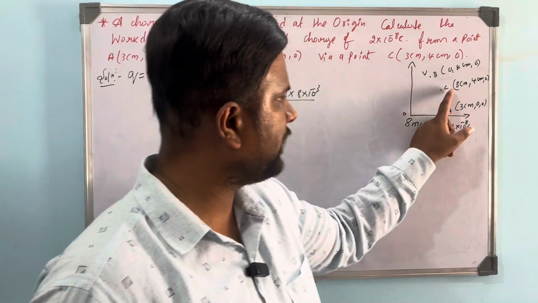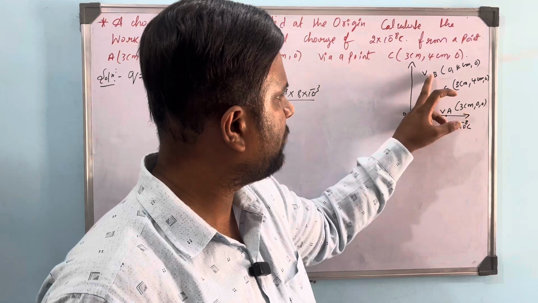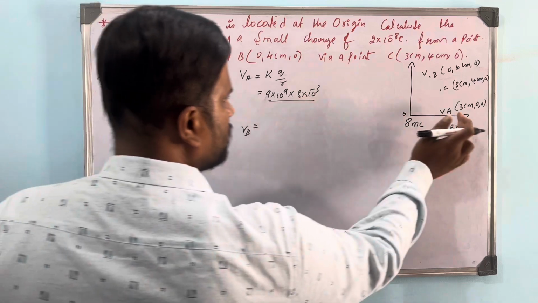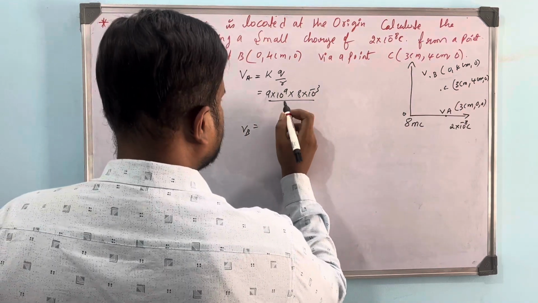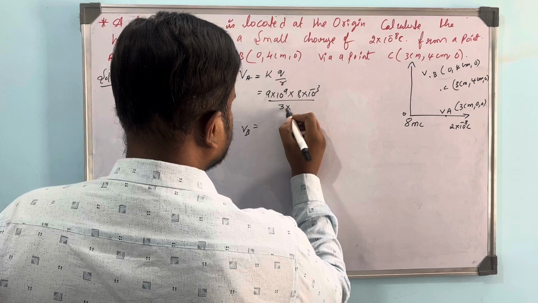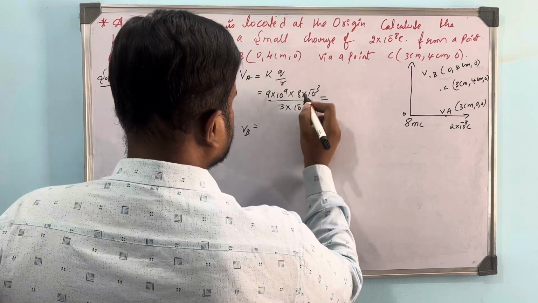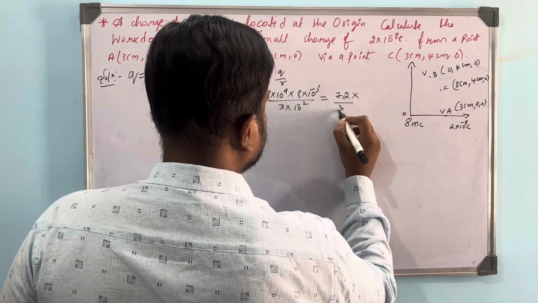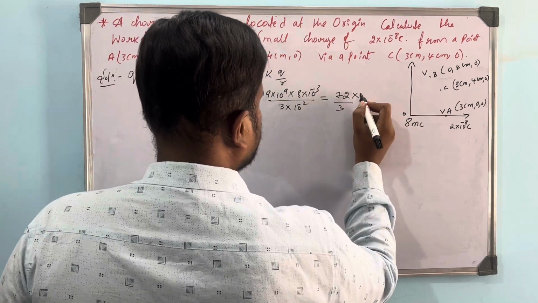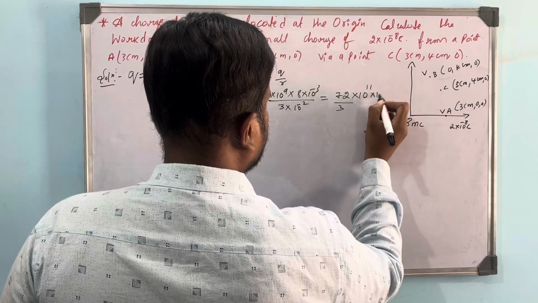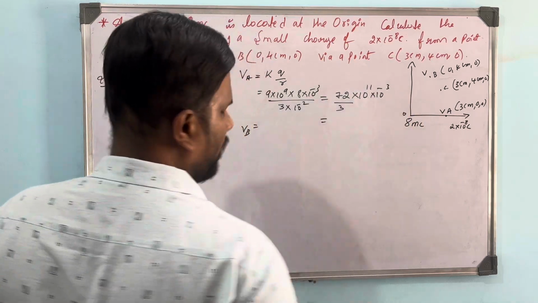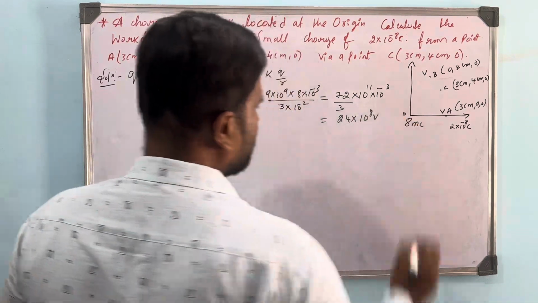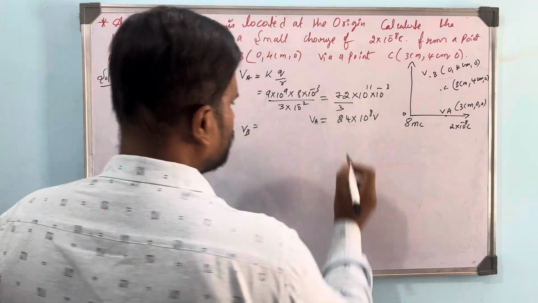For VA I need to take R as 3 centimeter, and for VB I need to use 4 centimeter. So what is the R value now? Via a point C means I need to take 3 centimeters. So 3 into centi means 10 to the power of minus 2 meter. Okay, so 8 9s are 72, into 10 to the power of 9 plus minus 3, which becomes 10 to the power of 6, divided by 3 into 10 to the power of minus 2. If you simplify this, you will get 24 into 10 to the power of 8 volt. So this is the VA value.